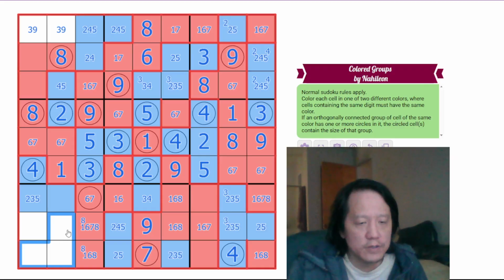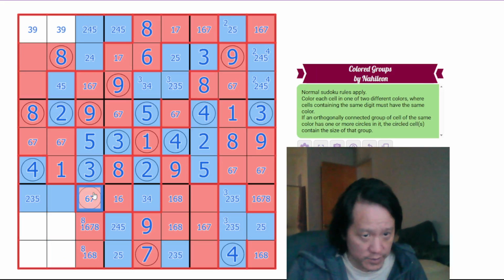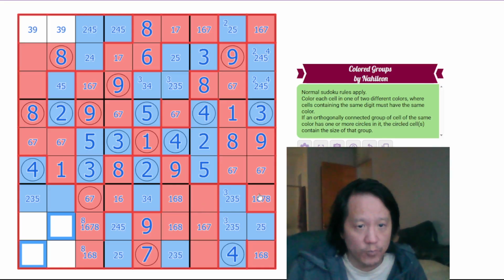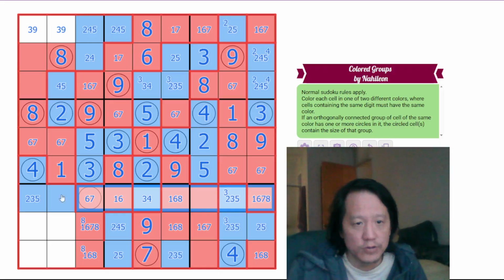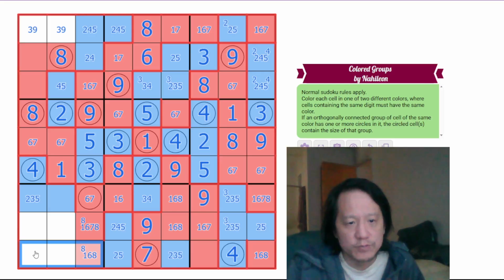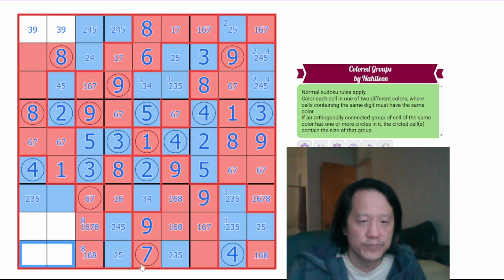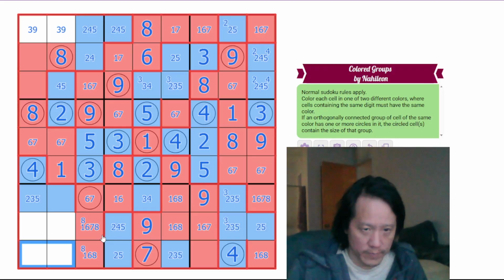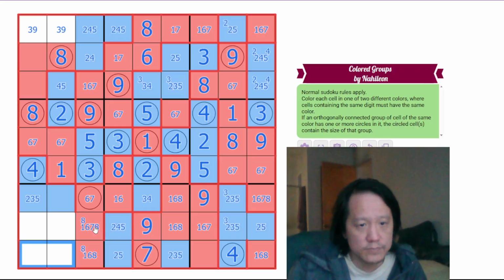How does this work? So this could be blue and blue, which would make this 6, and red and red. Where is the 9 then? In row 7, it has to be here. So this is 9, which means one of these is a 9 here. 8's one of those 2. We could have blue here and blue here, or blue here and blue here.